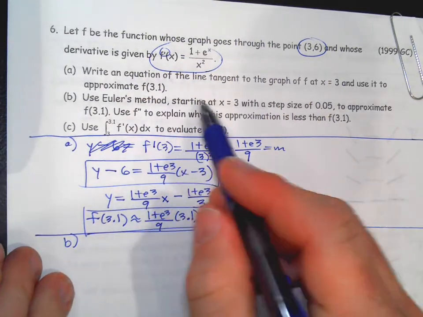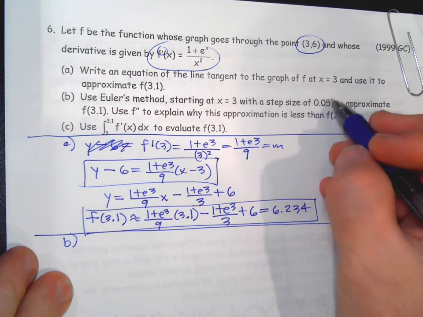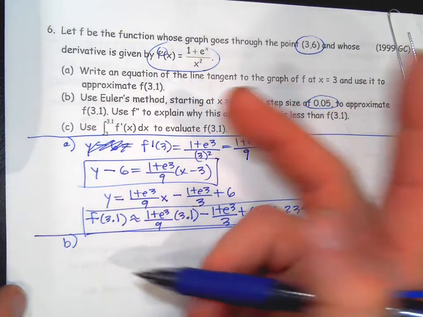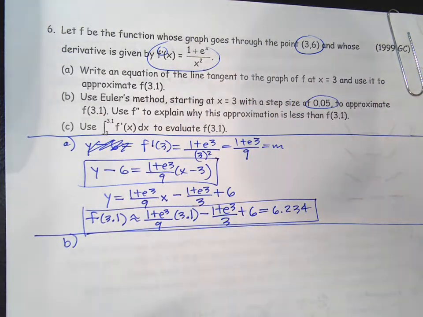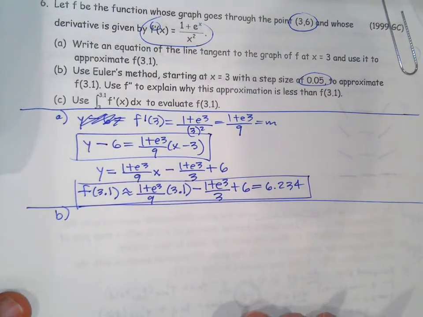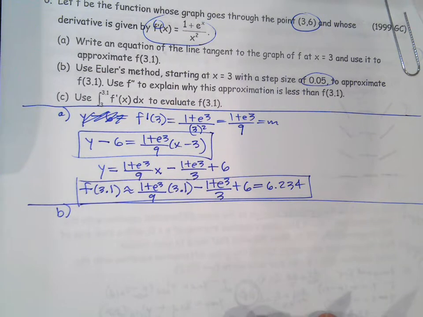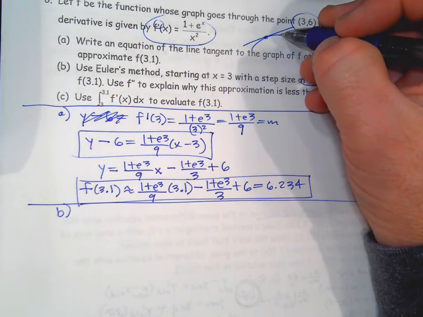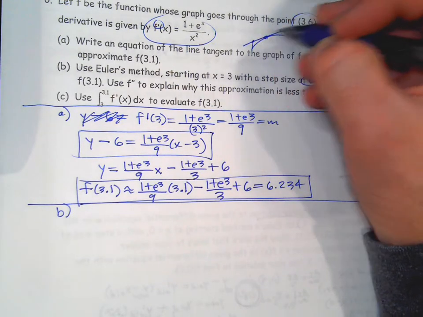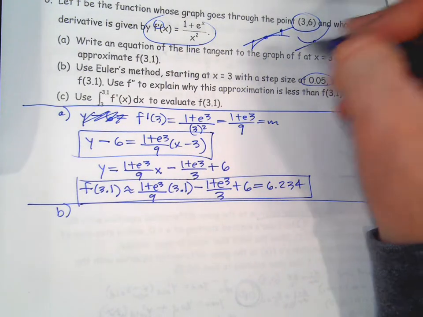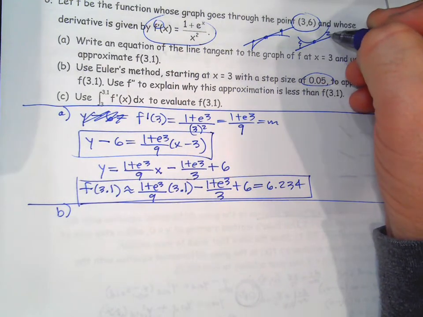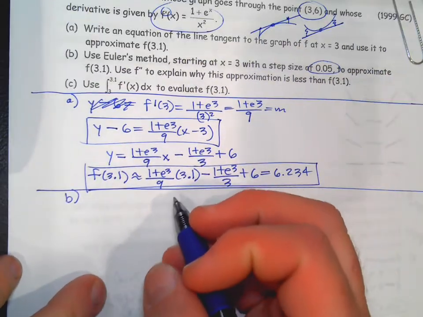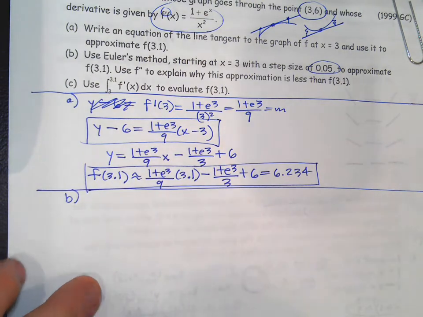B says use Euler's method starting at x equals 3 and steps of 0.05 to approximate f of 3.1. So it's only going to be 2 steps. Use f double prime to explain why this approximation is less than the actual value. So I don't know if you guys remember tangent line approximations. It has to do with concavity. If it's concave down, it's an overestimate. It's higher than the actual value. If it's concave up, the tangent line is always below it, and it's an underestimate wherever you use it. So that's really what it's going to boil down to. But maybe convincing that the second derivative is that all the time might be harder.